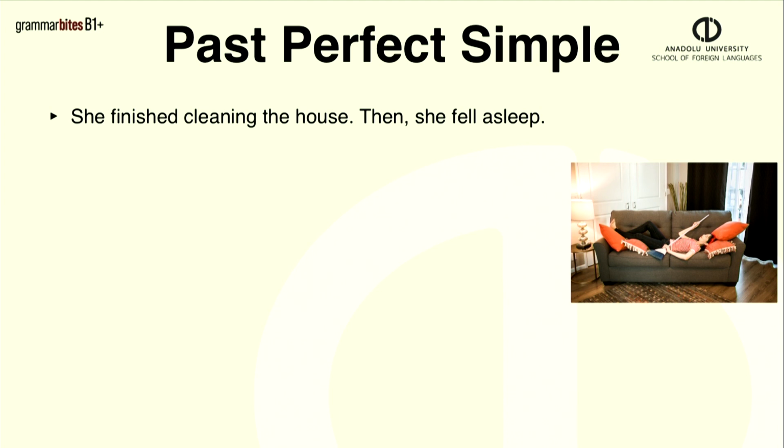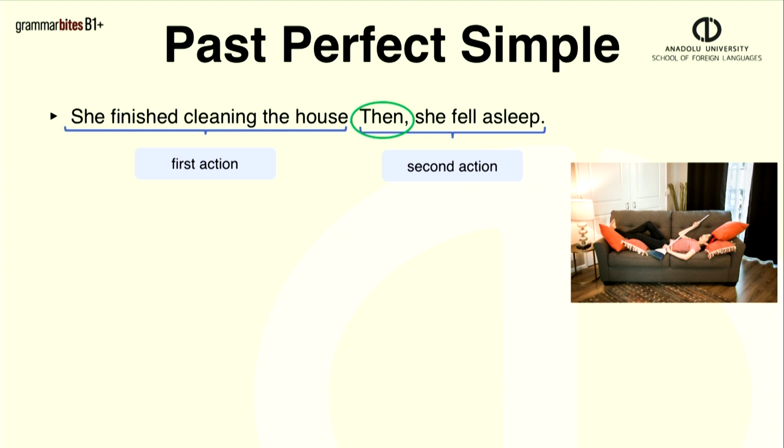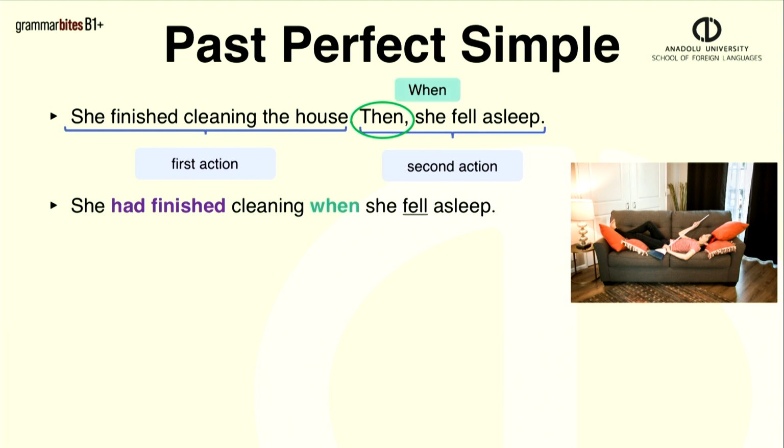Let's see an example. She finished cleaning the house, then she fell asleep. It is important to understand the order of the events when building sentences in the past perfect simple. Here, finished cleaning is the first action and fell asleep is the second action. When we rewrite these sentences, we will write when instead of then, and we will combine these sentences. And we will say, she had finished cleaning when she fell asleep.